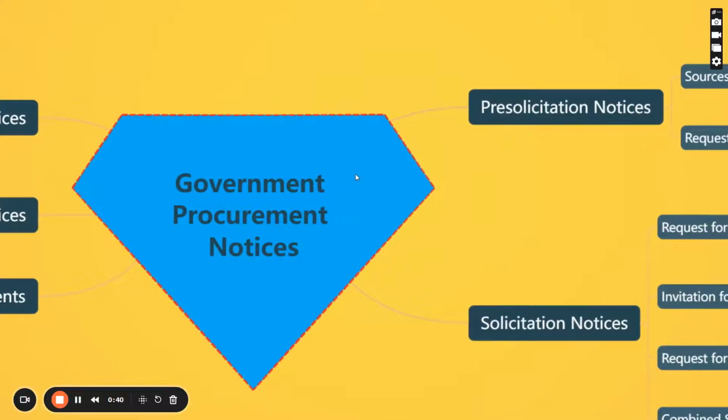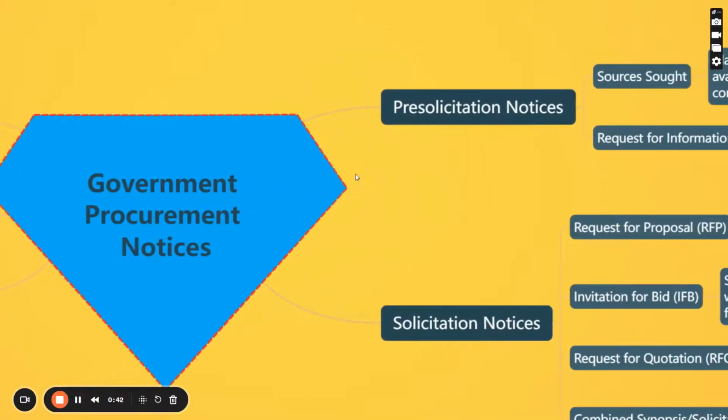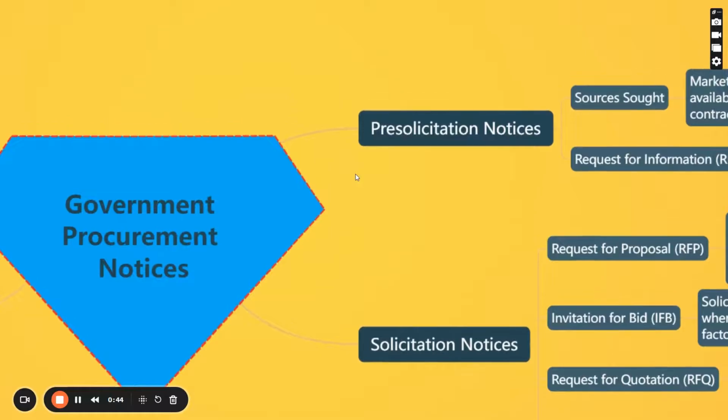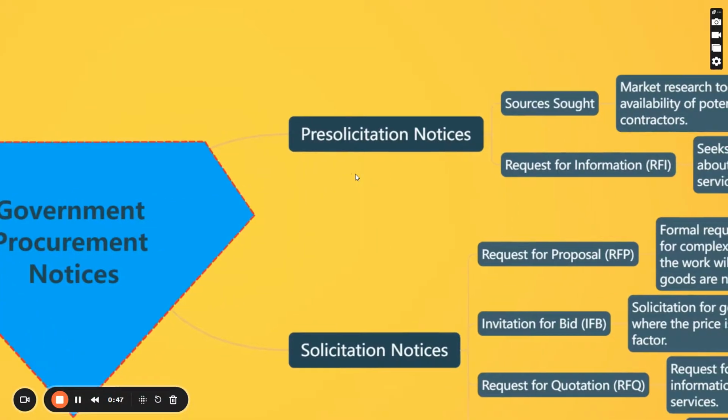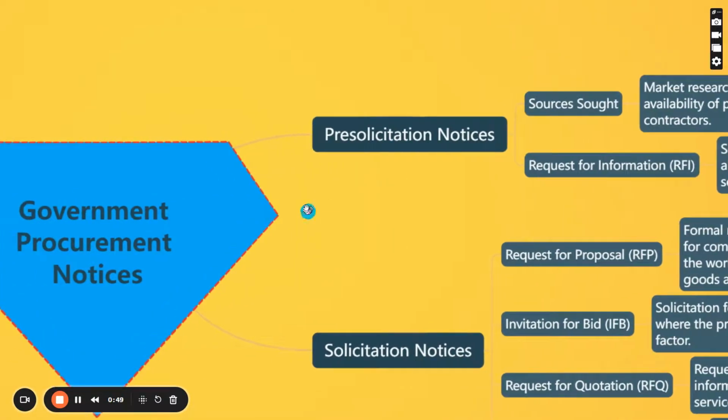But with that being said, let's get into the types of government procurement notices. Now, look, in the journey of government contracting, understanding the roadmap of notices is crucial for businesses aiming to navigate this space. So let's talk about the first part of notices, or let me call this the starting point: pre-solicitation notices.